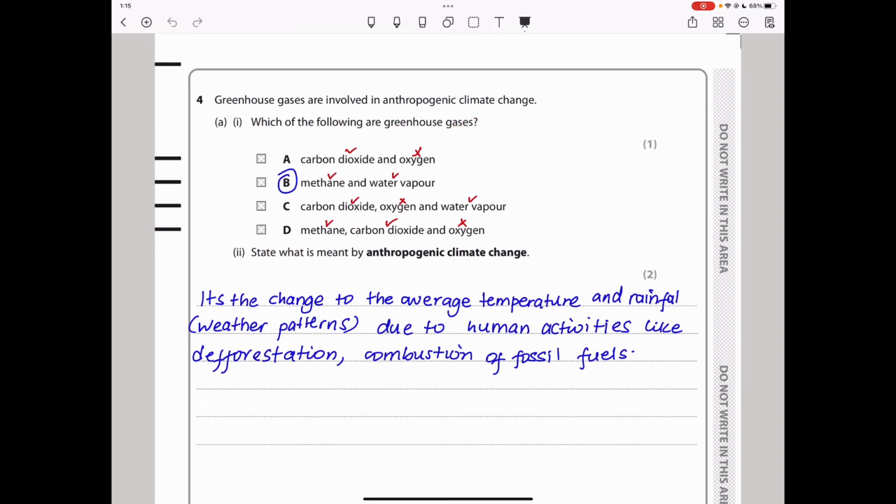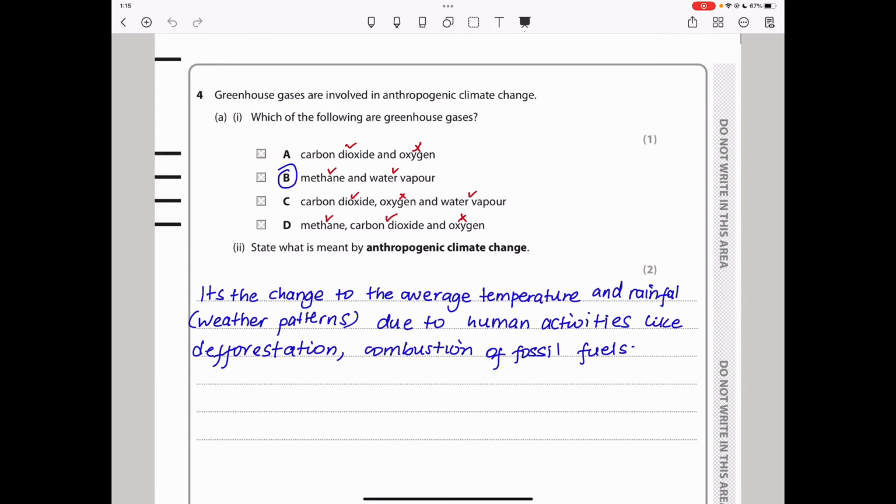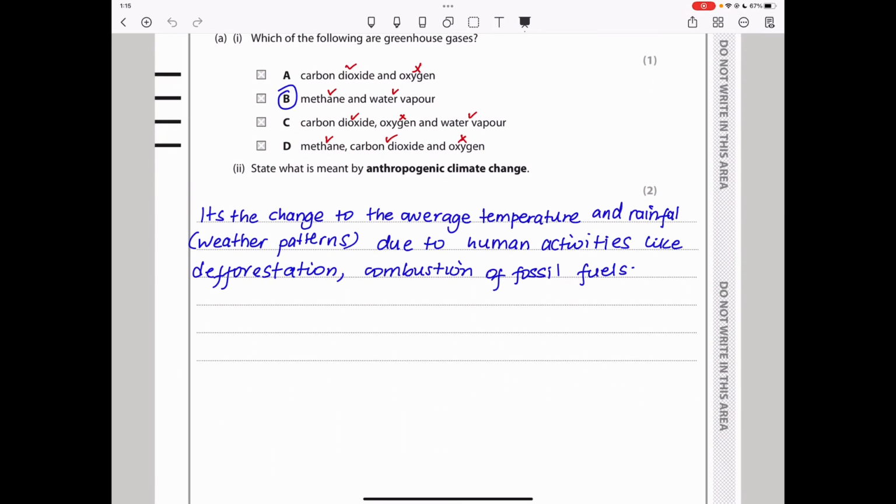So the greenhouse gases, of course, carbon dioxide is, oxygen is not, methane is, water vapor is. So we can see it's B, methane, and water vapor. The next part says, state what is meant by anthropogenic climate change.